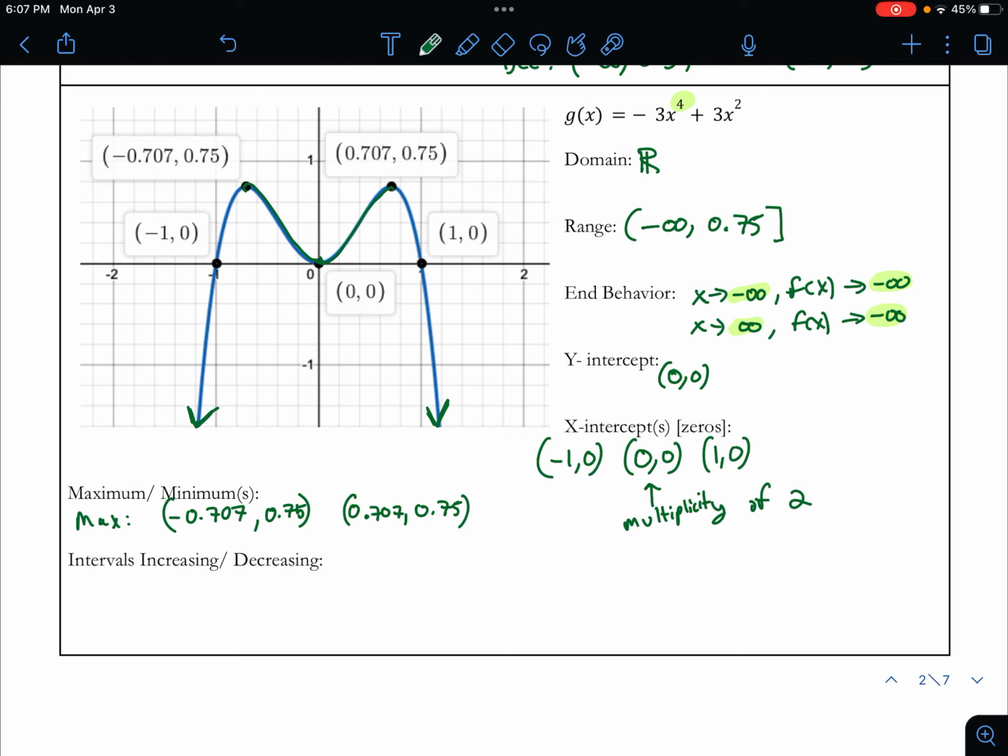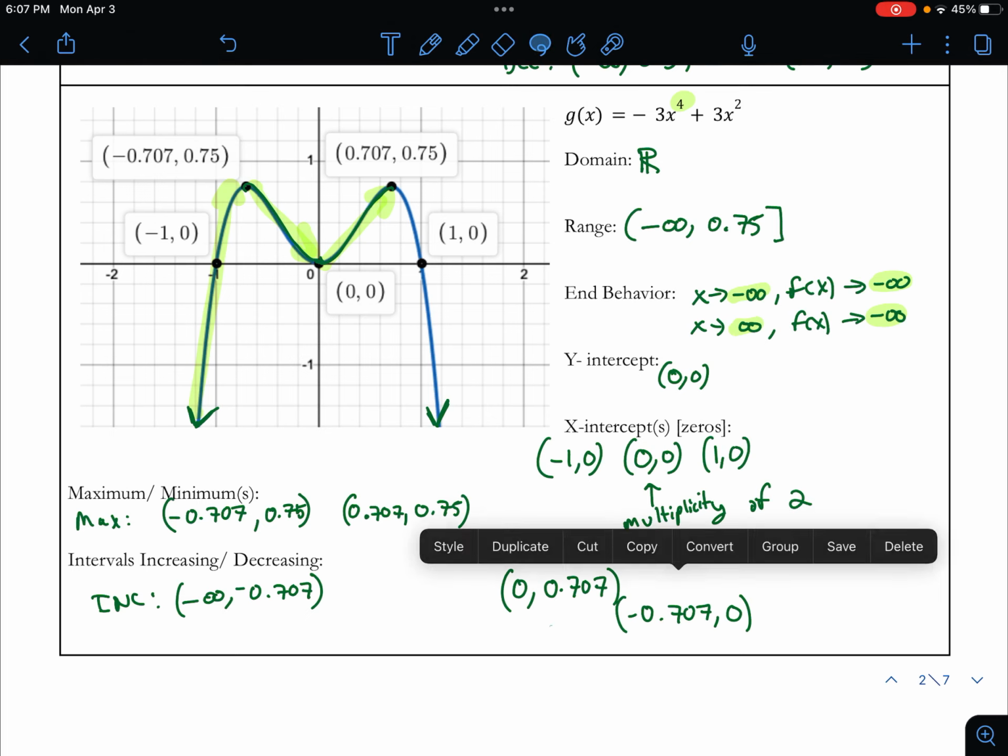And then we are increasing from negative infinity to negative 0.707. Then we go back, and I'll highlight this. We're increasing, then we decrease from that x-coordinate, negative 0.707, to the x-coordinate of 0. Then we turn around, bounce off that axis, and increase from 0 to positive 0.707. And then finally, well, I actually should be writing this differently. So we increase on those two intervals.